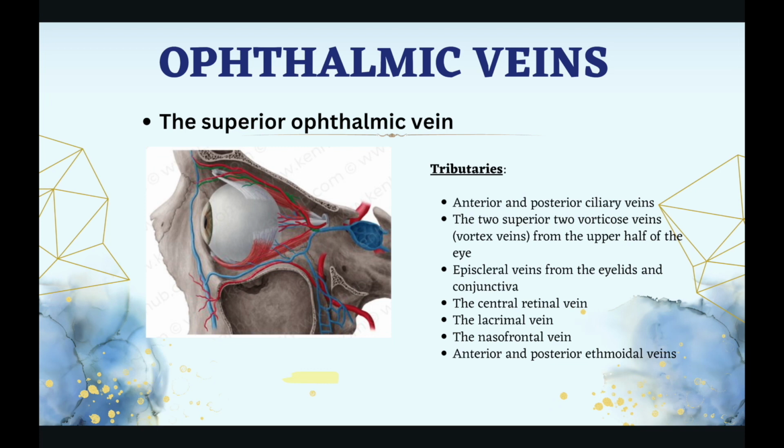On its way through the orbit, the superior ophthalmic vein receives the following tributaries: anterior and posterior ciliary veins, the two superior vorticose veins, or vortex veins, from the upper half of the eye, episcleral veins from the eyelids and conjunctiva, the central retinal vein, the lacrimal vein, the nasofrontal vein, and anterior and posterior ethmoidal veins.